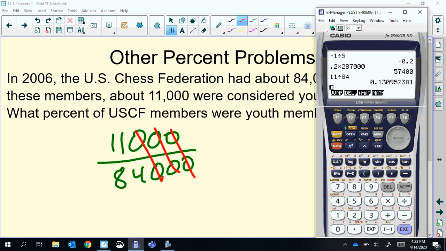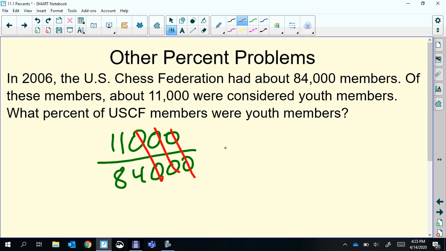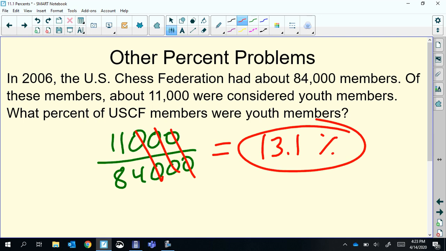11 over 84 is 0.1309, which would be 13.1% if we round that. That 09 would round to 1. 13.1%.